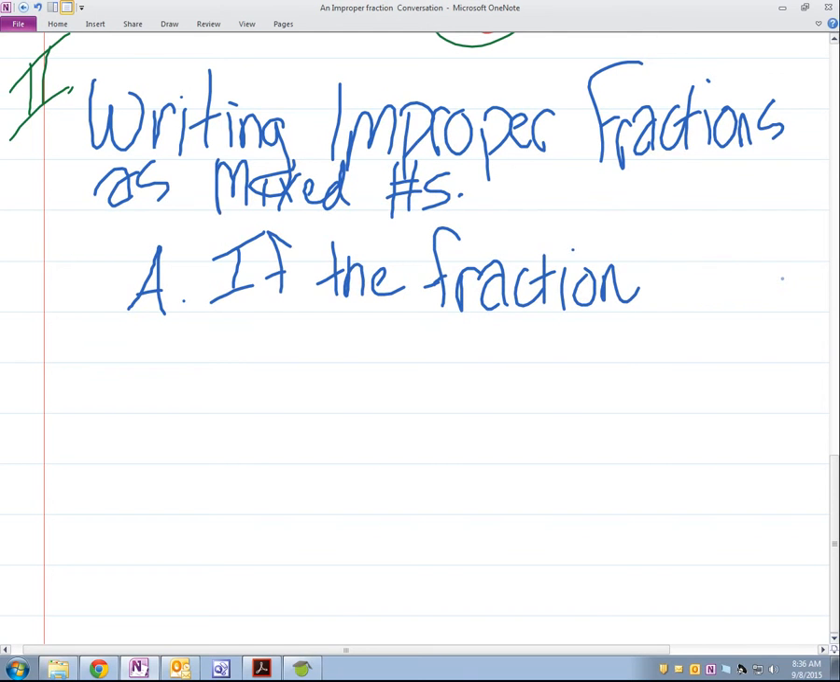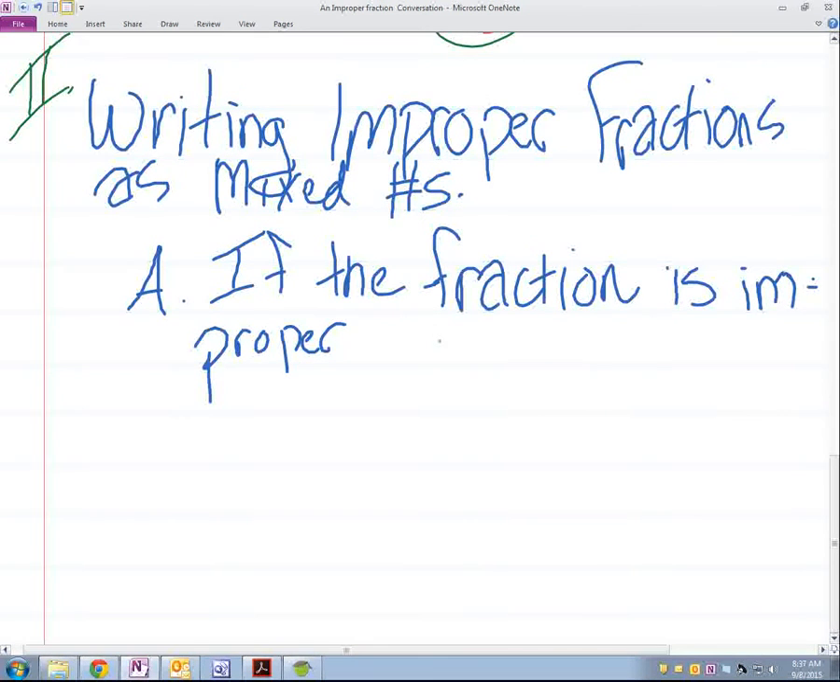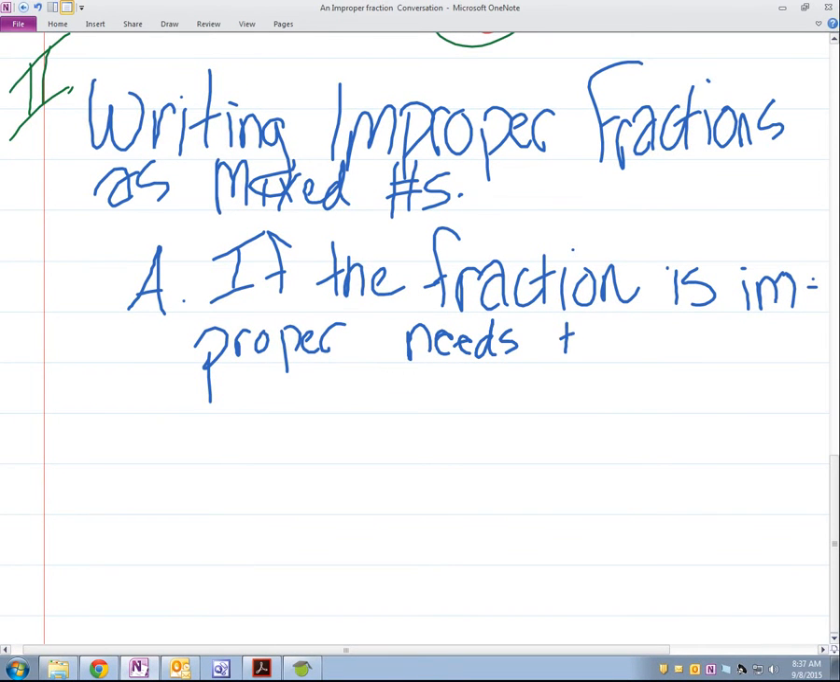The fraction. If it is improper, if the fraction is improper, it needs to be fixed.